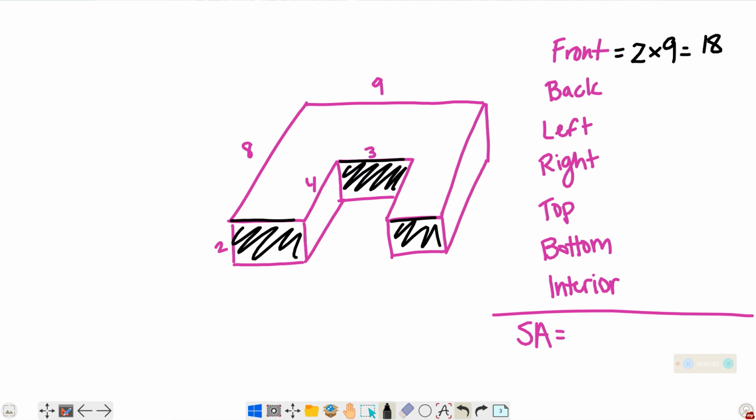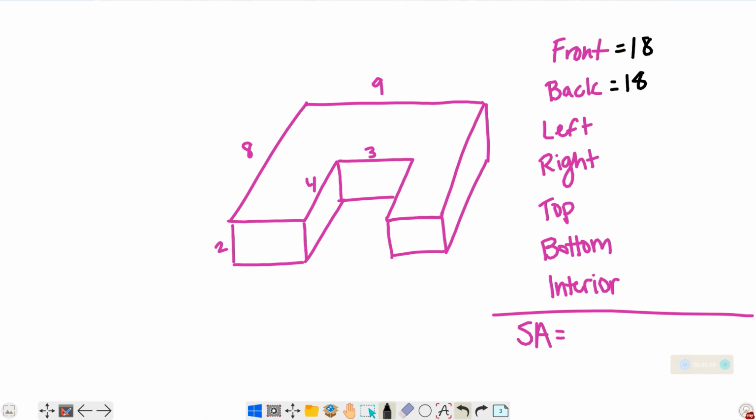The back is also the same. It is 2 tall and 9 across. The sides are 8 by 2 rectangles, which gives us an area of 16 for the left and right sides.